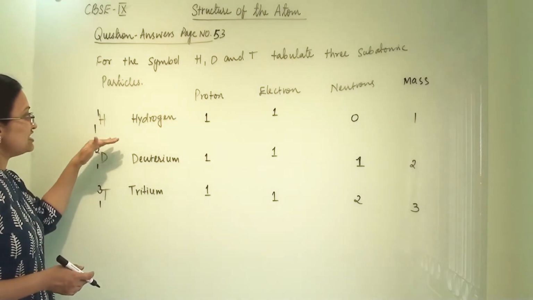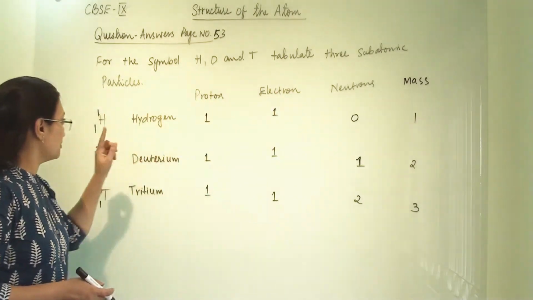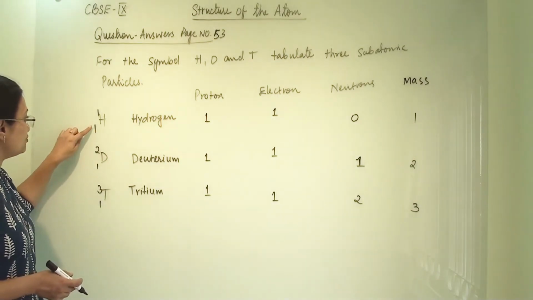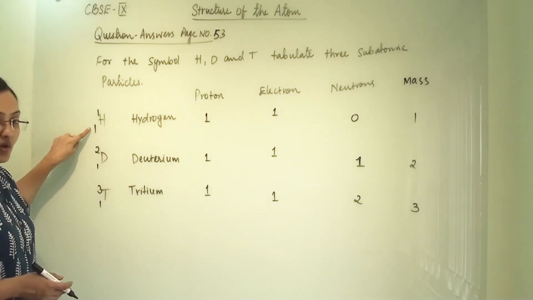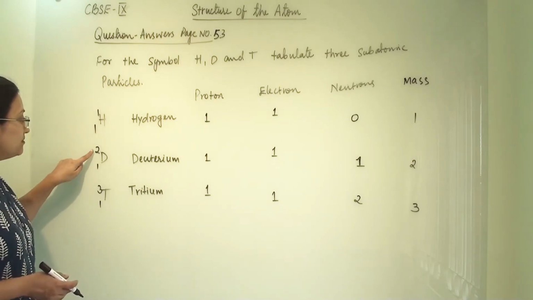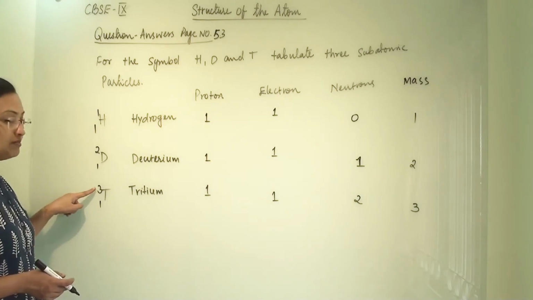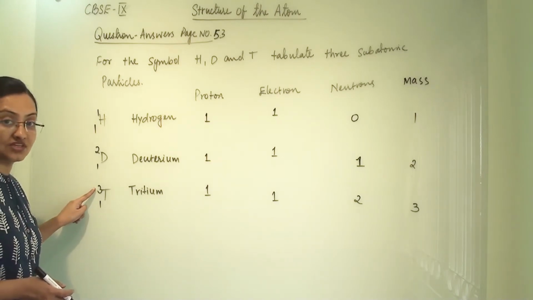Here let us see three subatomic particles, that is proton, electron and neutron. This is hydrogen and it has one atomic number and one mass. This is deuterium, it has one atomic number and two mass. Tritium has one atomic number and mass number of tritium is 3.